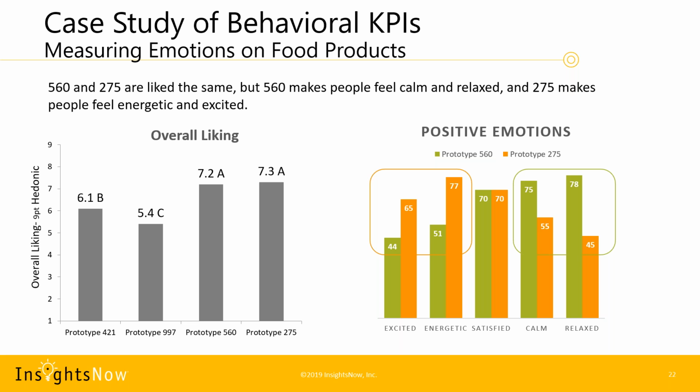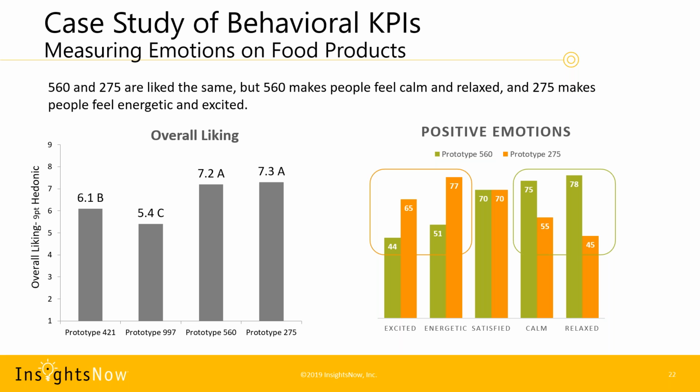And one of the things that's great about the emotions work is that you should see complete synergy between liking scores and emotion scores. So for instance, if I had put up the scores for prototype 997, which is the one that got a 5.4, you would see that it gets a lot of negative emotions and it doesn't get very many high positive emotion scores. That's kind of a duh situation for you.